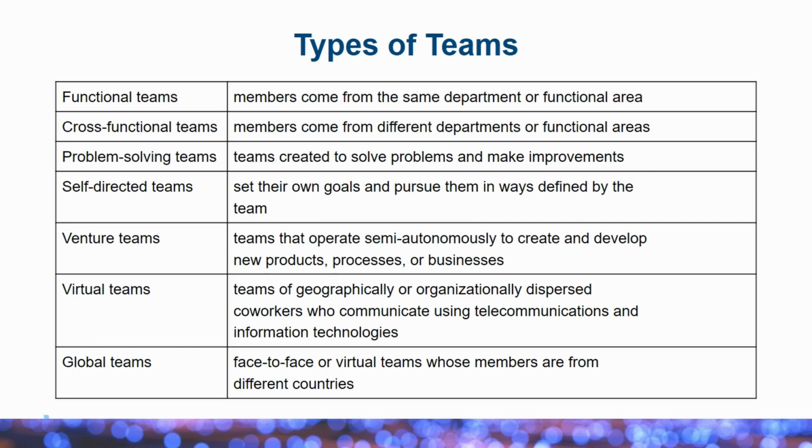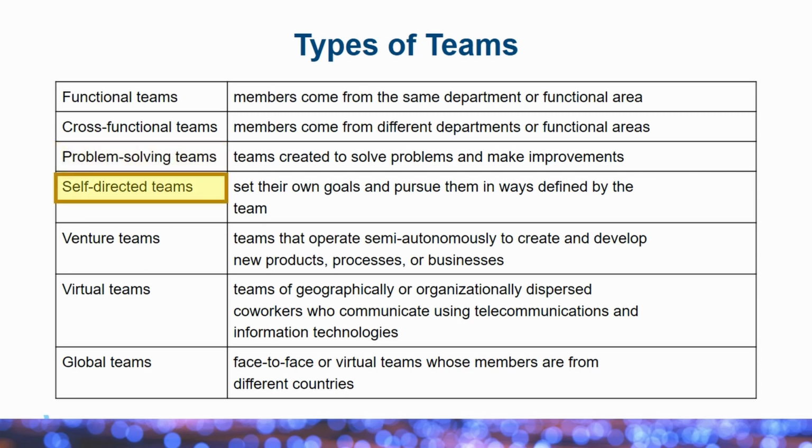The following are the types of teams. Functional teams. Members come from the same department or functional area. Cross-functional teams. Members come from different departments or functional areas. Problem-solving teams. Teams created to solve problems and make improvements.